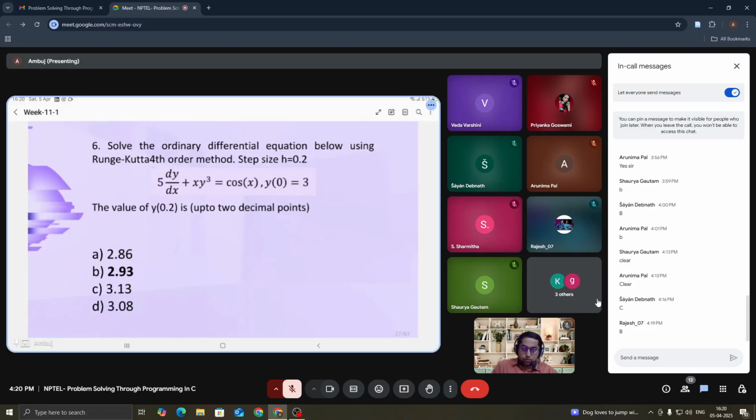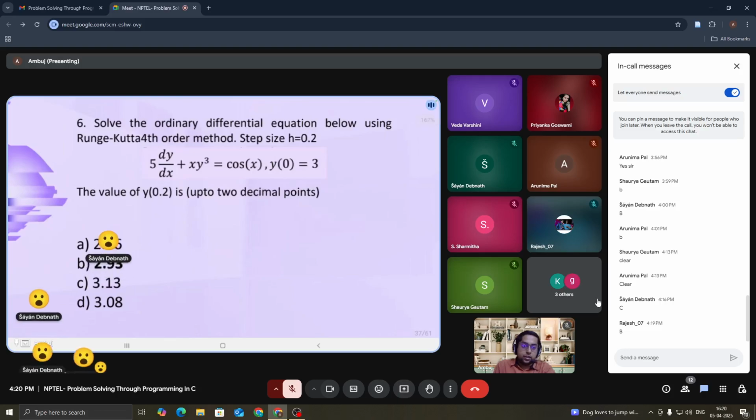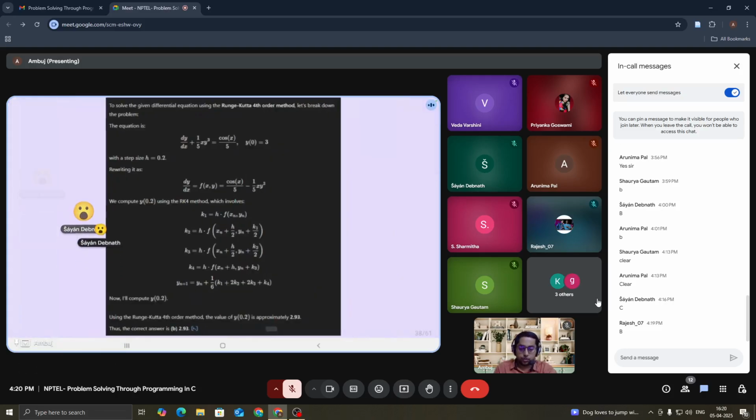It is B. I'll try to show you the explanation as well as the correct methodology. First of all, using the RK4 method, you have to reduce the equation to standard form. The expression you have been given is dy by dx plus 1 by 5 xy cube equal to cos x by 5. Step size is 0.2. y0 is 3. So dy by dx is f of x, y, the standard expression, which is equal to cos x by 5 minus 1 by 5 xy cube.